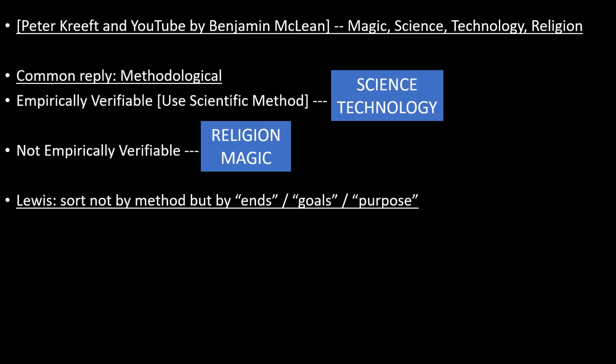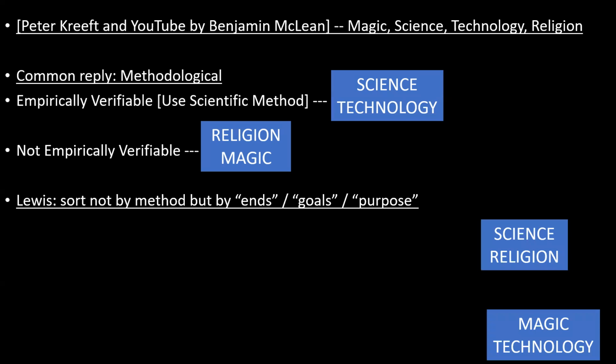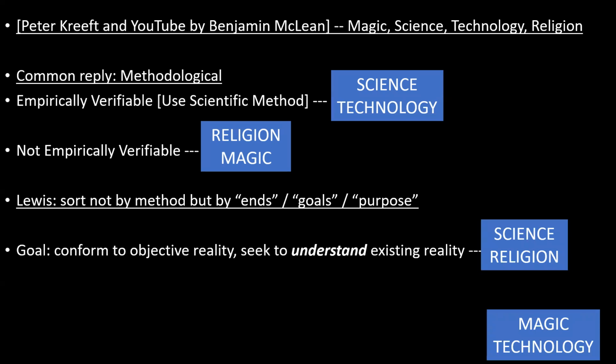But Lewis says, no, let's not sort these by method. Let's sort these by the ends, the goals, the purpose. If you do it that way, then science and religion would be grouped together and magic and technology would be grouped together. And so what does he mean by this?